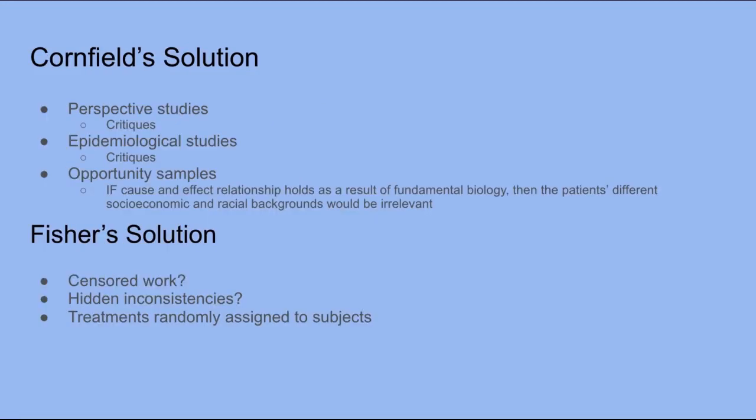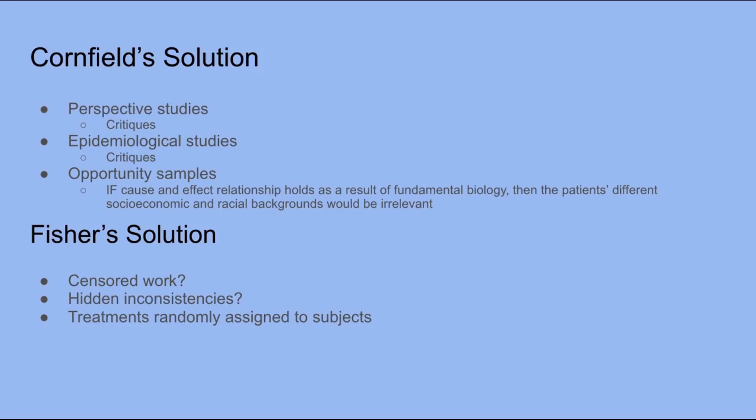There were two trains of thought that tried to solve the issues of material application, one of which was from Cornfield again, and he proposed prospective studies and epidemiological studies. Prospective studies were retroactive random studies that took patients who had already had the disease and surveyed them for smoking. These were criticized, however, because of the high possibility of biased or invalid samples.